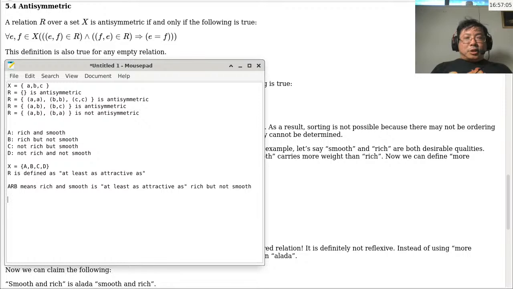Obviously, this is just a fictional kind of relation. I'm just using the beer commercial as an excuse so that we can look at something that is partially ordered. Are there any questions about what R is trying to define? The relation that we're trying to define is at least as attractive as. And we're going to use what the beer commercial is implying, which is rich and smooth is better than rich but not smooth. Rich and smooth is better than not rich but smooth. And then by implication in the commercial, we will also infer that not rich and not smooth is worse than the other three categories. Does that make sense?